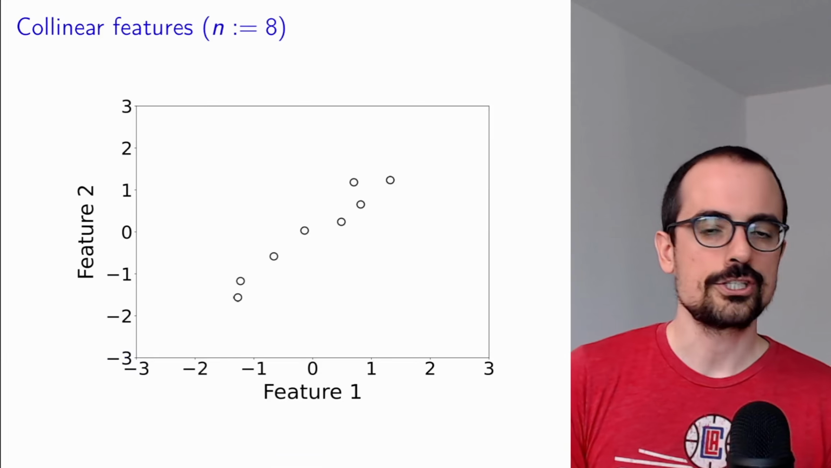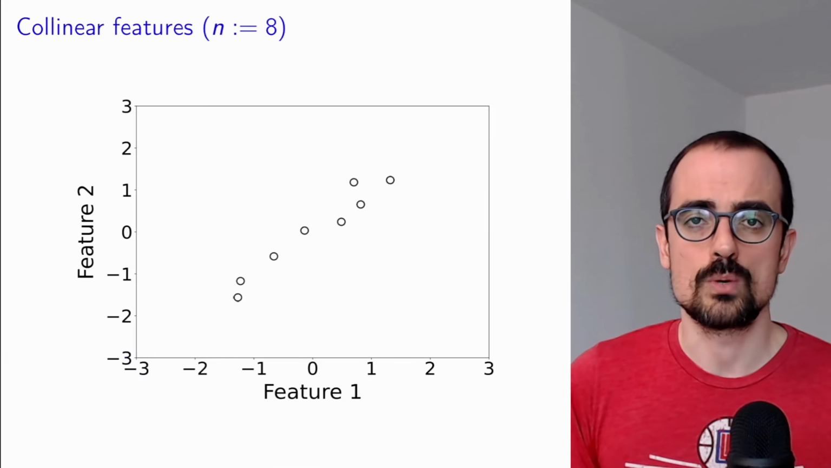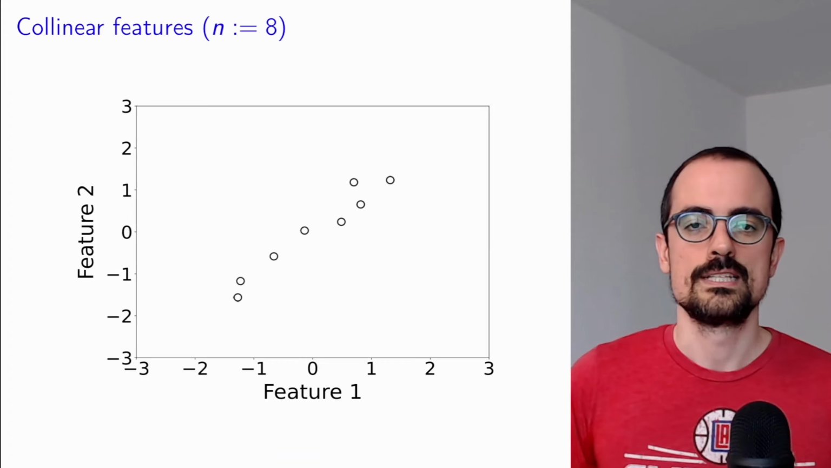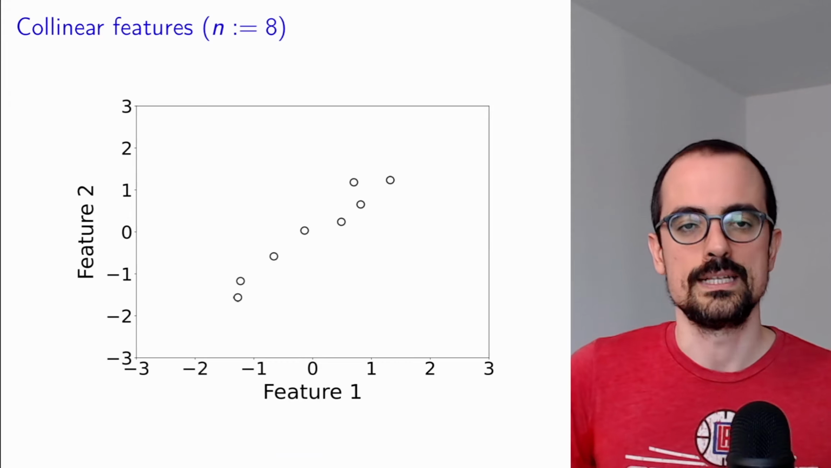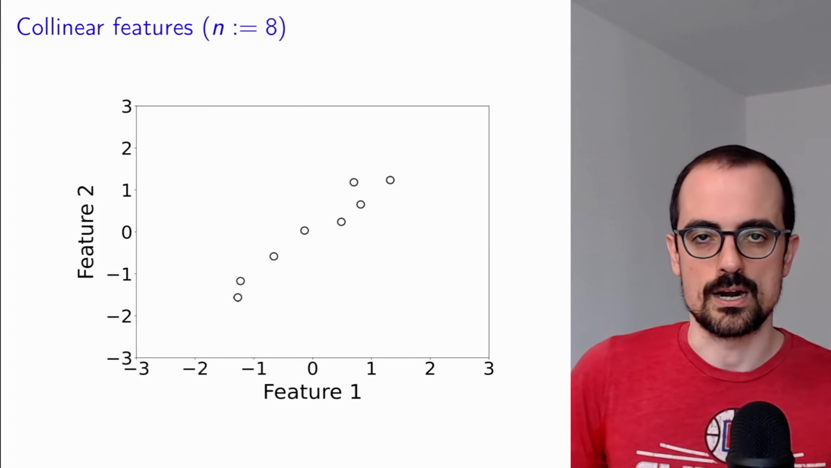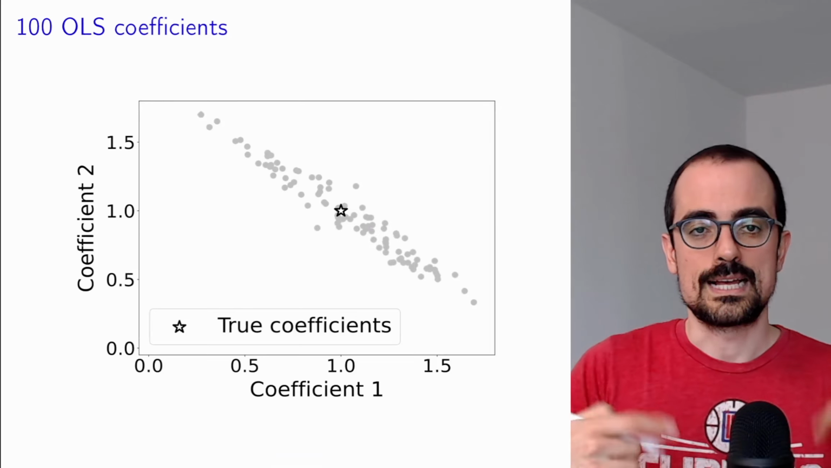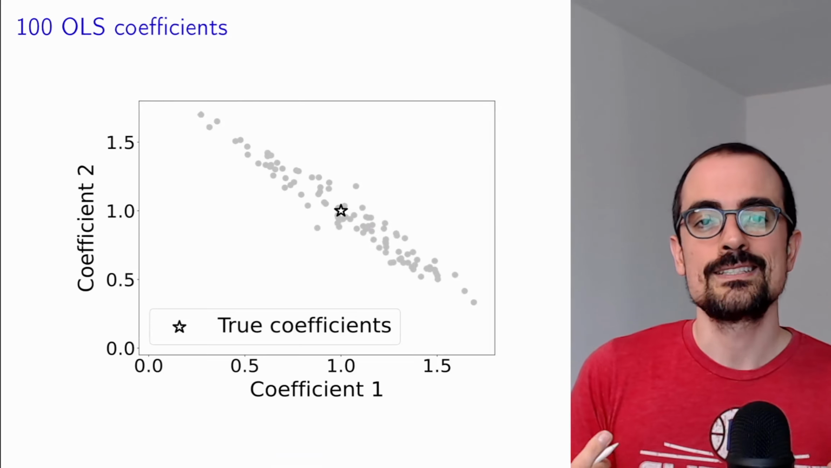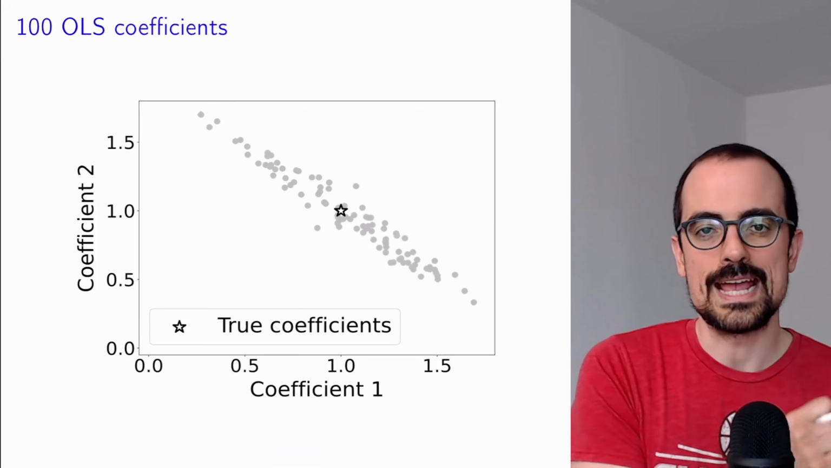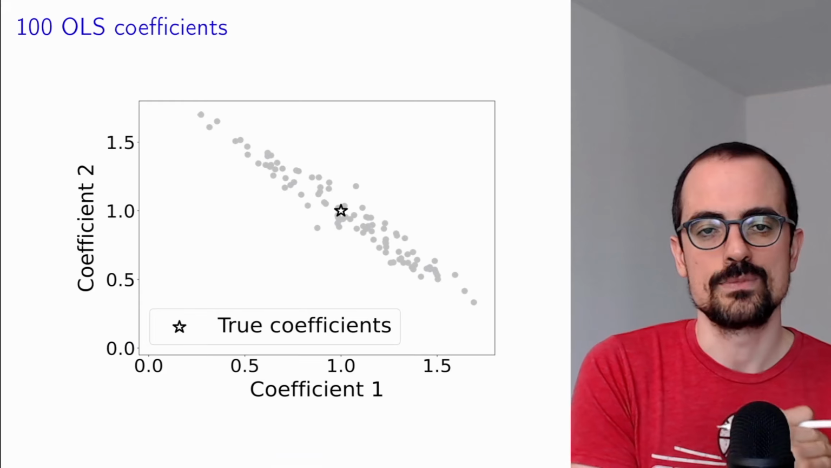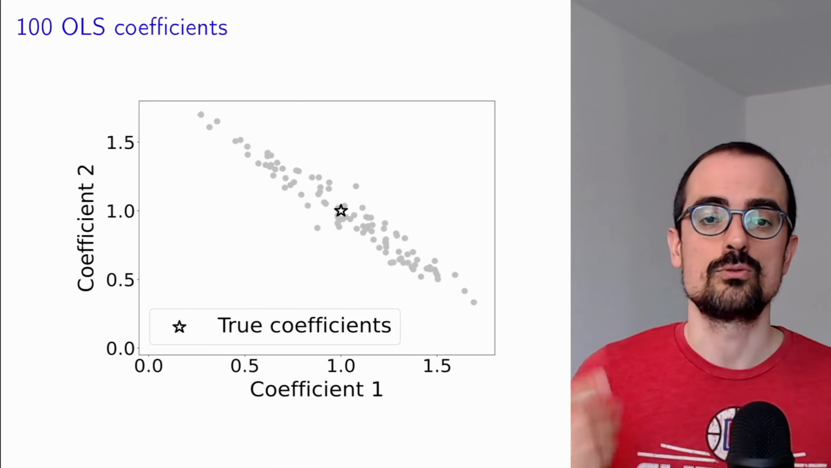These are the features. First, I'm going to show you what happens empirically. We just do some experiments where we fix these n collinear features. There are 8 of them, and we basically sample the noise and solve for the 8 OLS coefficients, and we do this 100 times.